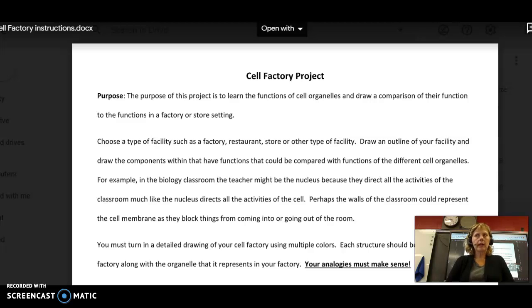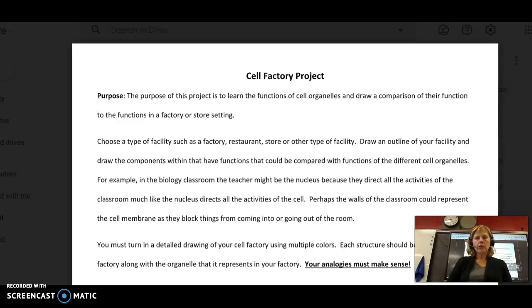For those of you who were not able to be here in class today, I just wanted to give you some instructions on this project that we're starting, the Cell Factory project. This is going to force you to use all of that information that you got about the organelles and their functions and apply it to a project. You're going to choose some type of factory or setting where you're going to draw or make analogies to the cell organelle and what that function might be in a factory.